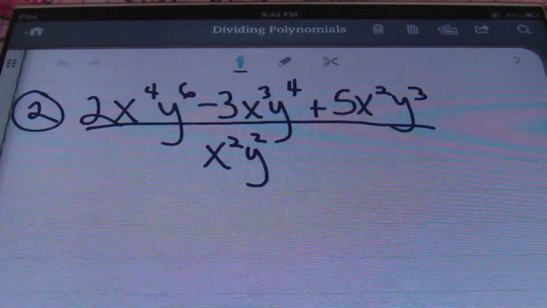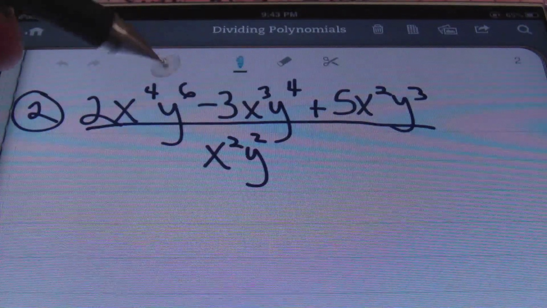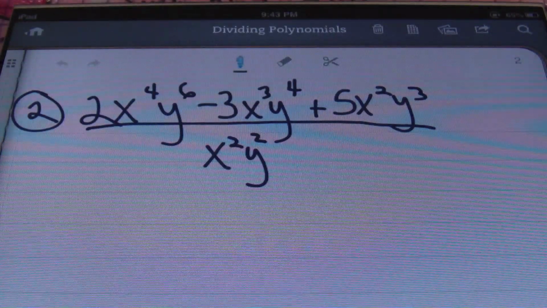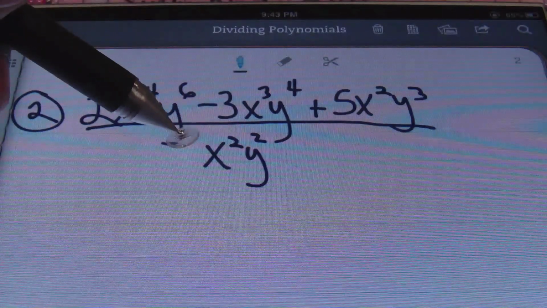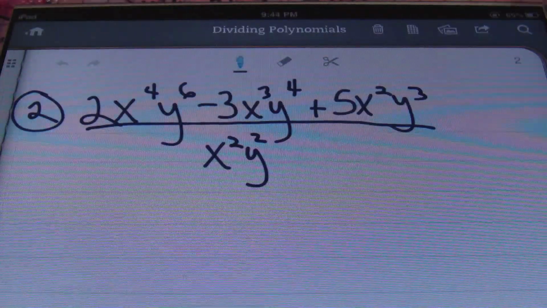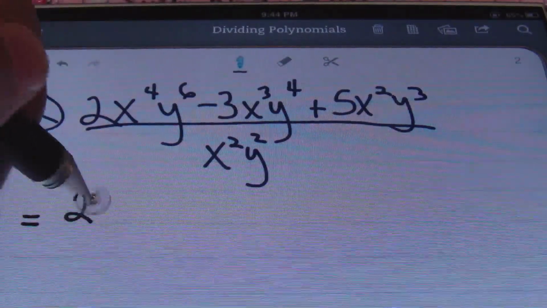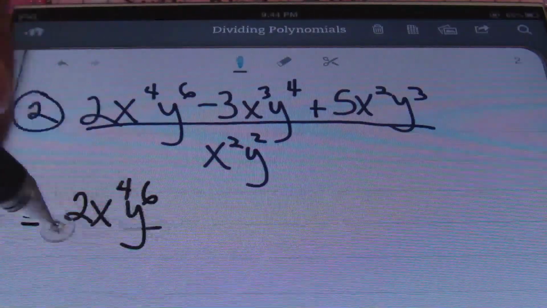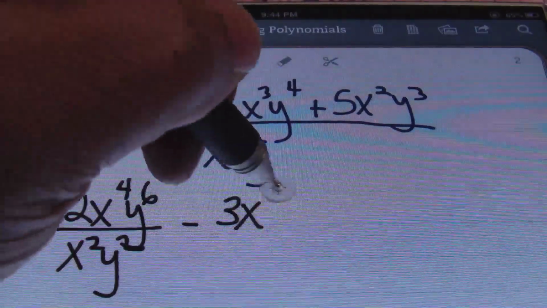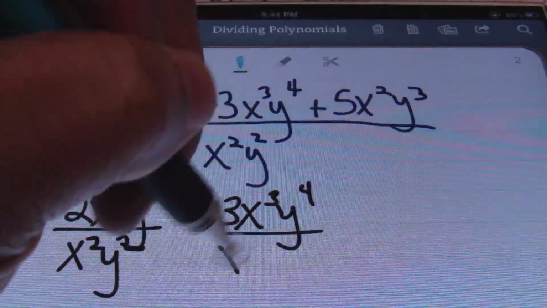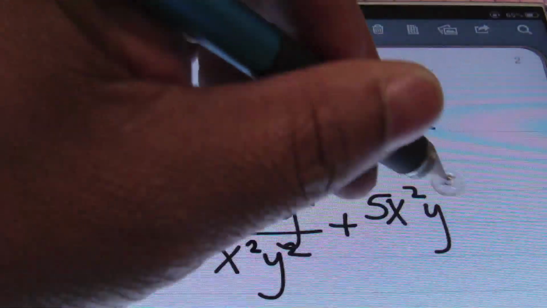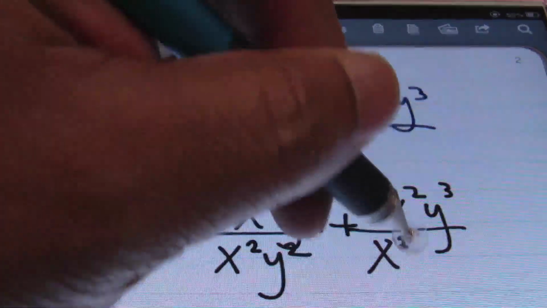Okay. In problem number 2, you have 2x to the 4th power y to the 6th power minus 3x cubed y to the 4th power plus 5x squared y cubed all over x squared y squared. Anytime you're dividing by a monomial, one term in the denominator, you can expand this problem. I can rewrite this as 2x to the 4th power y to the 6th power over my denominator of x squared y squared, minus 3x cubed y to the 4th power over that same denominator of x squared y squared, plus 5x squared y cubed all over that same denominator of x squared y squared.